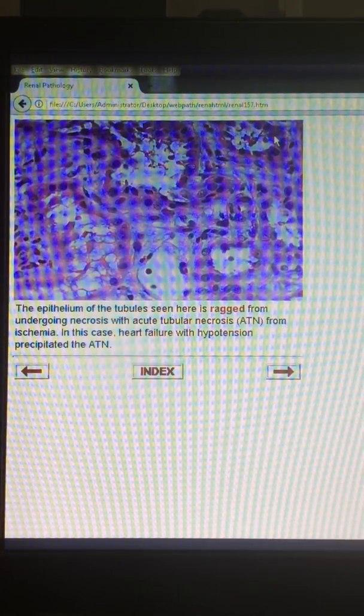So how can we see it under the microscope? These are the tubules lined by epithelium, and we can see that there is necrosis of the epithelium lining the tubules. So this is acute tubular necrosis. Then we go to whether it is diffuse or patchy. In this case, it's patchy. It means here we have normal epithelium lining of the tubule, but here we have necrosis. So it's a patchy involvement of the tubules, then it's an ischemic cause. Most likely, as we said, heart failure with hypotension.